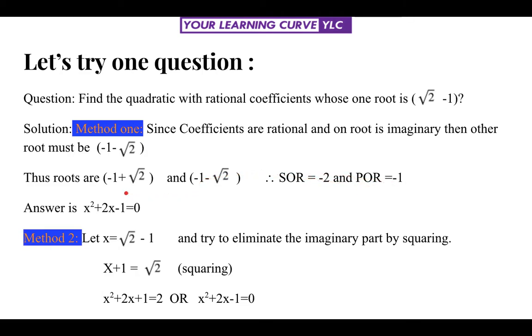So the equation is x square plus 2x minus 1. The alternative method is same as the previous one. What we do, we assume that x is equal to root 2 minus 1. We need rational coefficients and the equation in second degree.